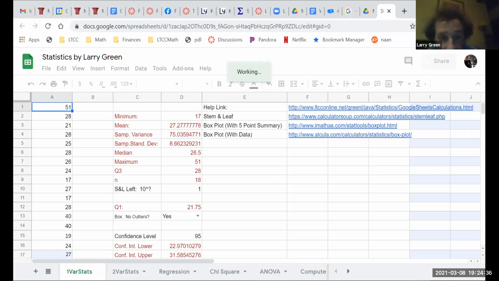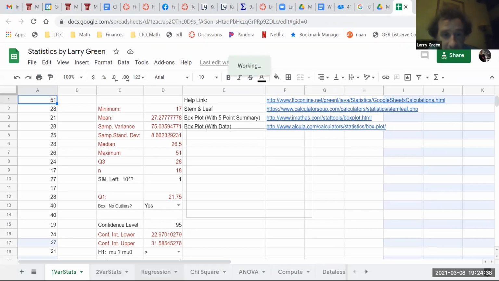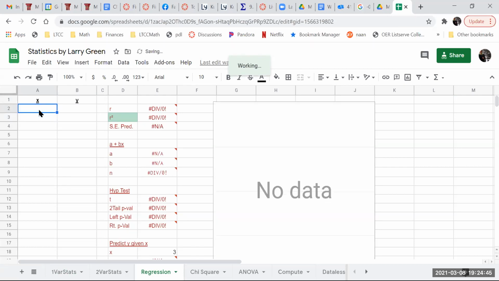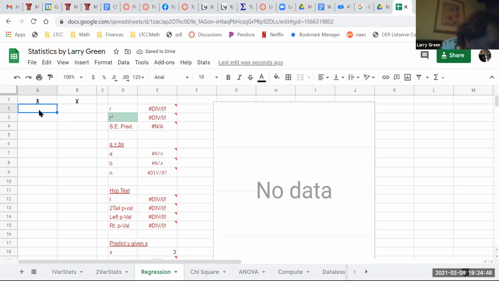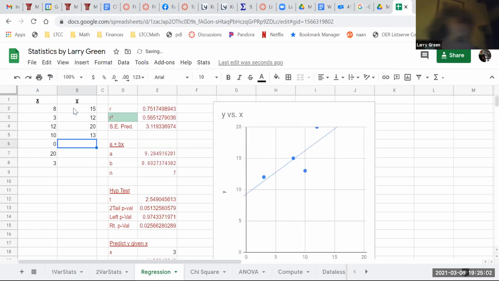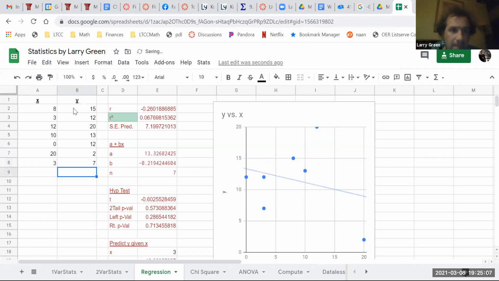I think I have to do this. Here we go. You hit regression, and then you just put in your numbers. So our Xs were 8, 3, 12, 10, 0, 23. And our Ys were 15, 12, 20, 13, 12, 2, 7. And it gives the R squared.